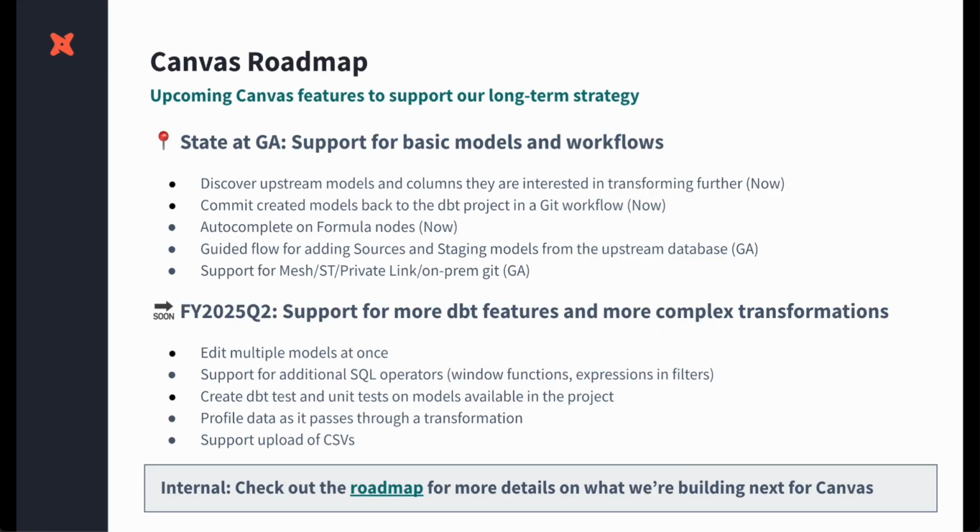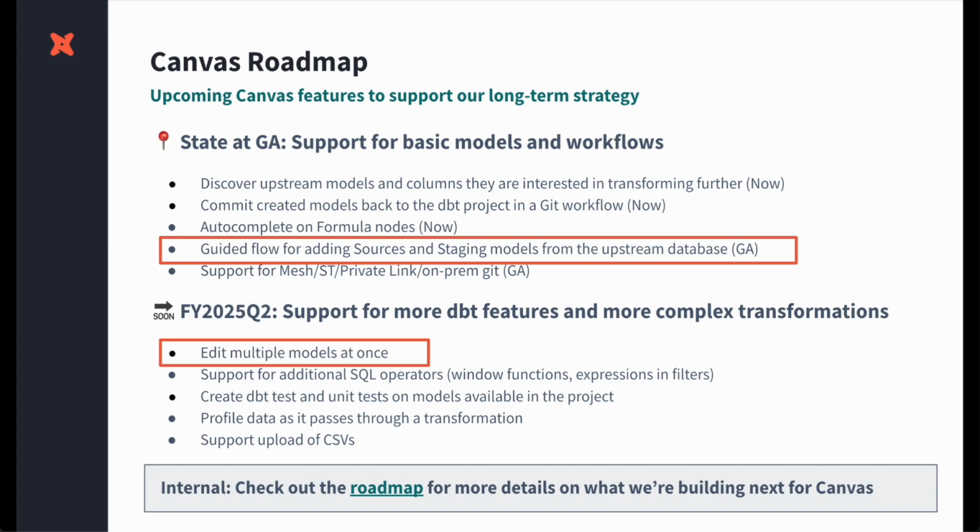Before we dive in, quick heads up, I'll be showing mockups of two powerful upcoming features: editing multiple models at once, and adding sources and staging models directly from an upstream database. These are in active development and will land by GA.